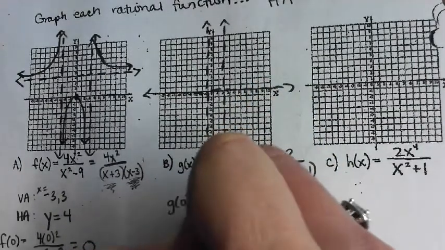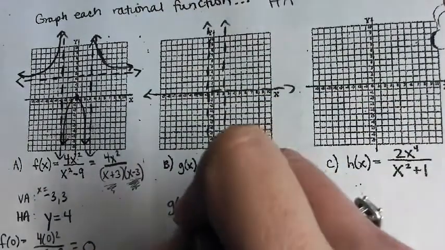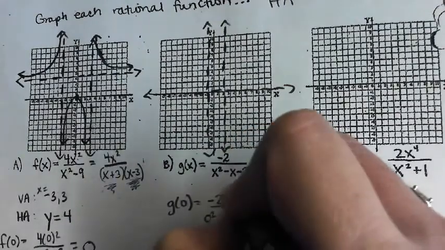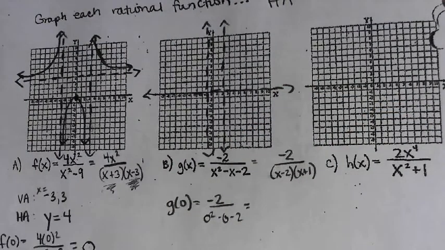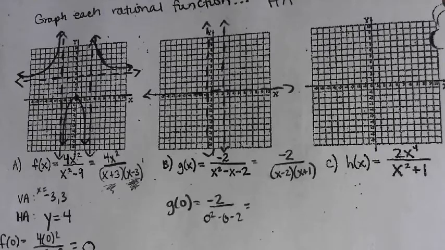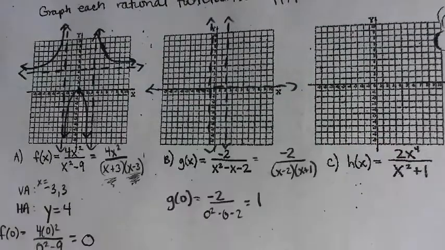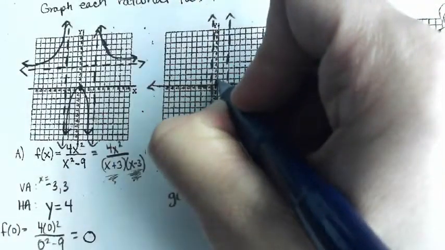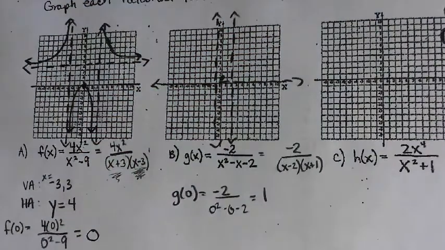So g of 0 is going to give us what? Nate? Try again. One. Good. So we have a y-intercept at 1. So I'm going to focus in between those two vertical lines right now.